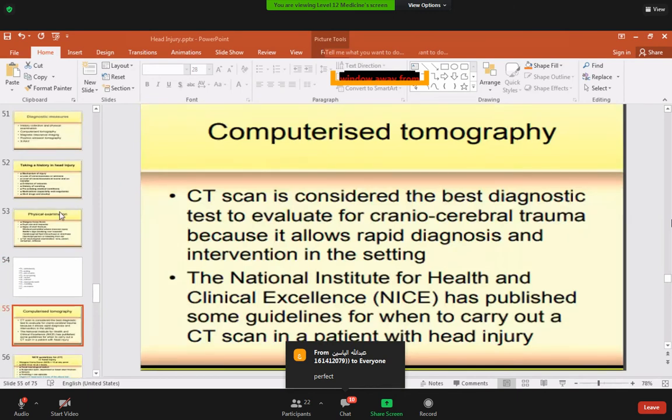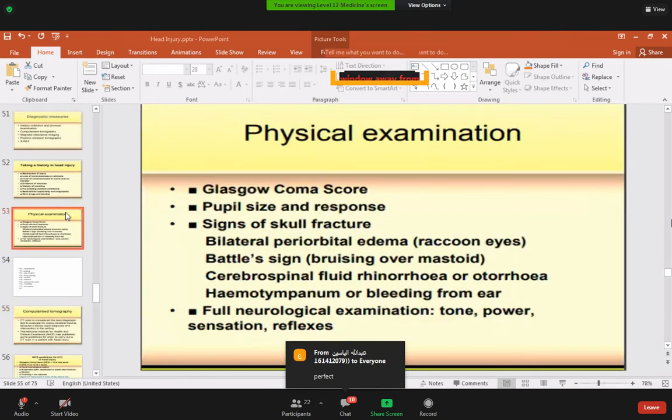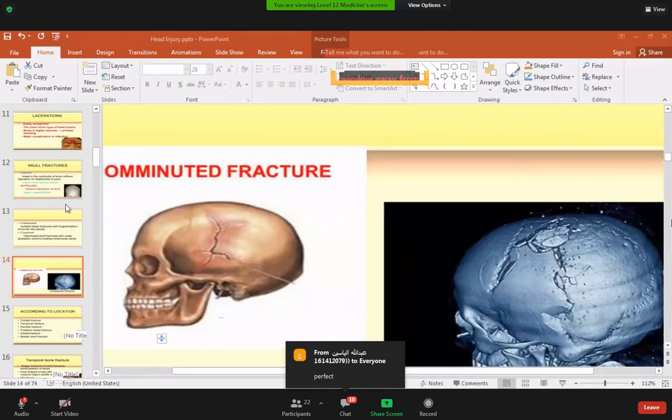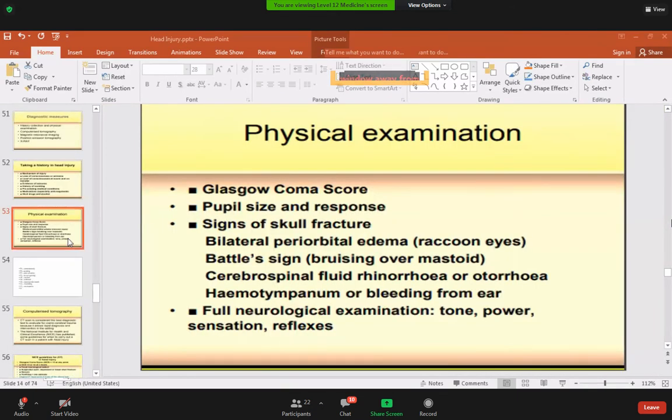After a good history and examination, we are talking about the examination. The first thing in the examination was checking the Glasgow Coma Scale. That is the very first step of the examination. You have to assess the consciousness status of the patient. Then check for pupil size and response, and then signs of skull fracture, the things we discussed in the beginning: the patient having raccoon eyes or Battle sign, or something coming out of the ear or the nose.